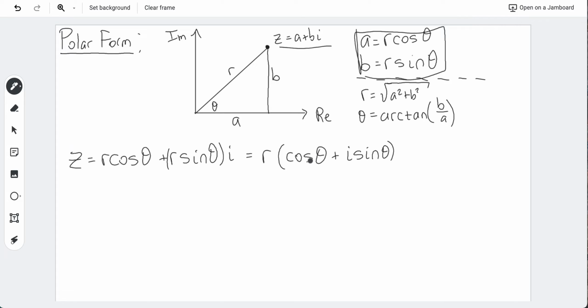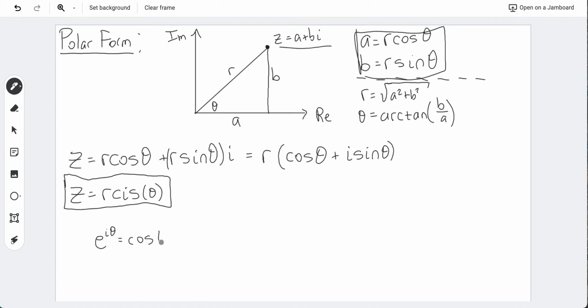And this is going to pop up a lot, so we're going to give it its own notation. We're going to say that this is r cis of theta, okay, r cis theta. Now, as you go on, pay attention to the properties of cis theta. Right now we're calling it cis theta because we haven't really done complex exponentials, but e to the i theta is equal to cosine theta plus i sine theta.